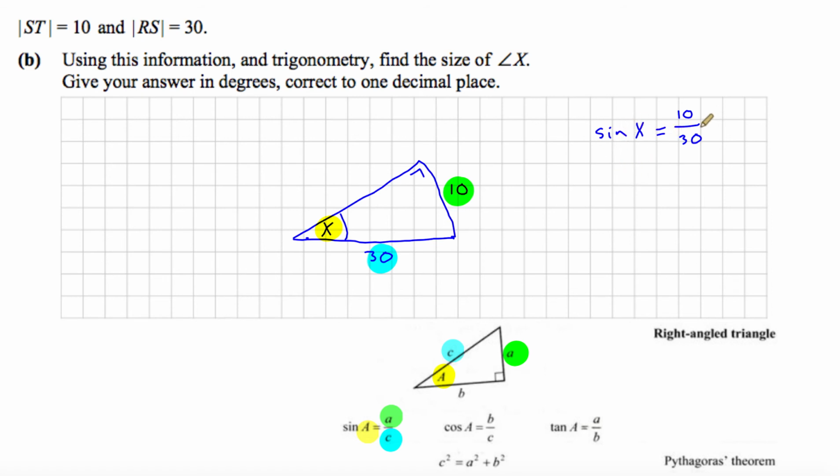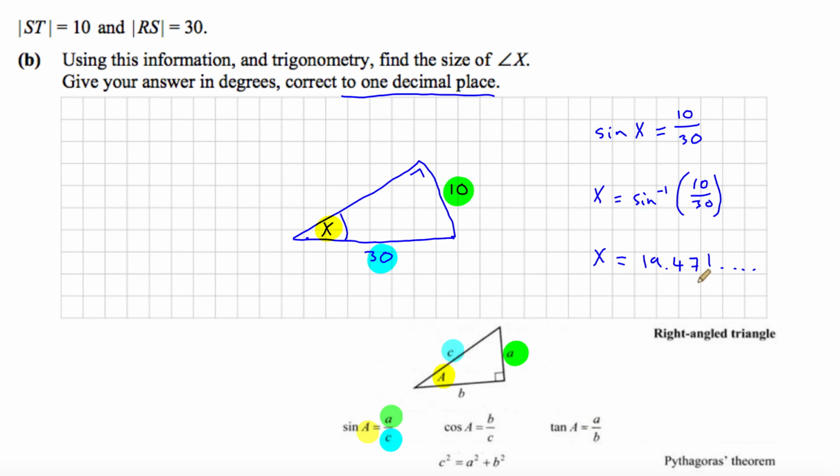Well, if the sin of x is 10 over 30, then x will be the inverse sin. So you press shift sin on your calculator of the fraction 10 over 30. So remember, if we're looking for the angle, it's always shift sin, cos or tan. And then we just put this in our calculator, and we get a value of 19.471, and on it goes. But we're asked to give our answer in degrees correct to 1 decimal place.